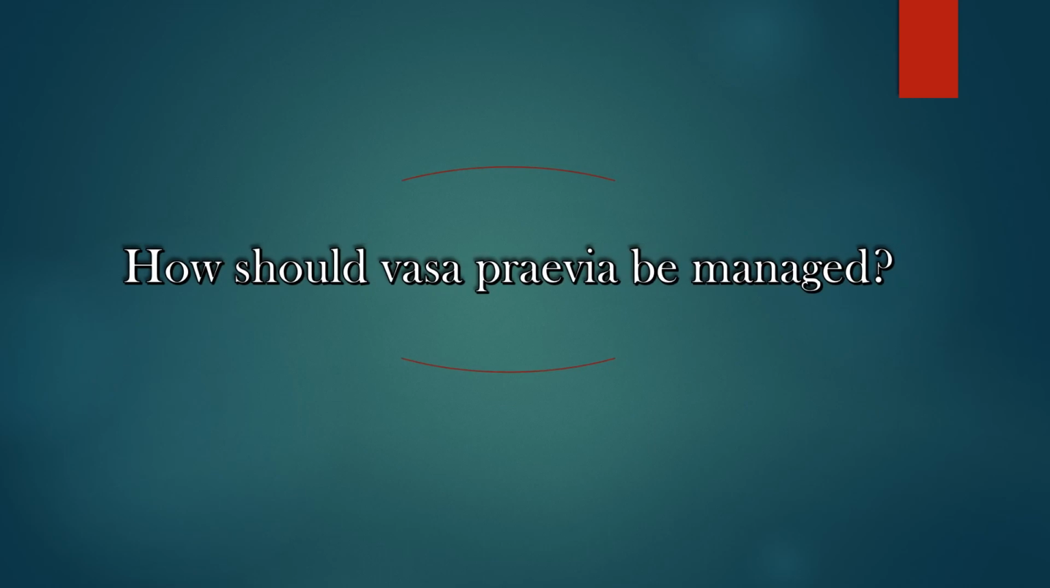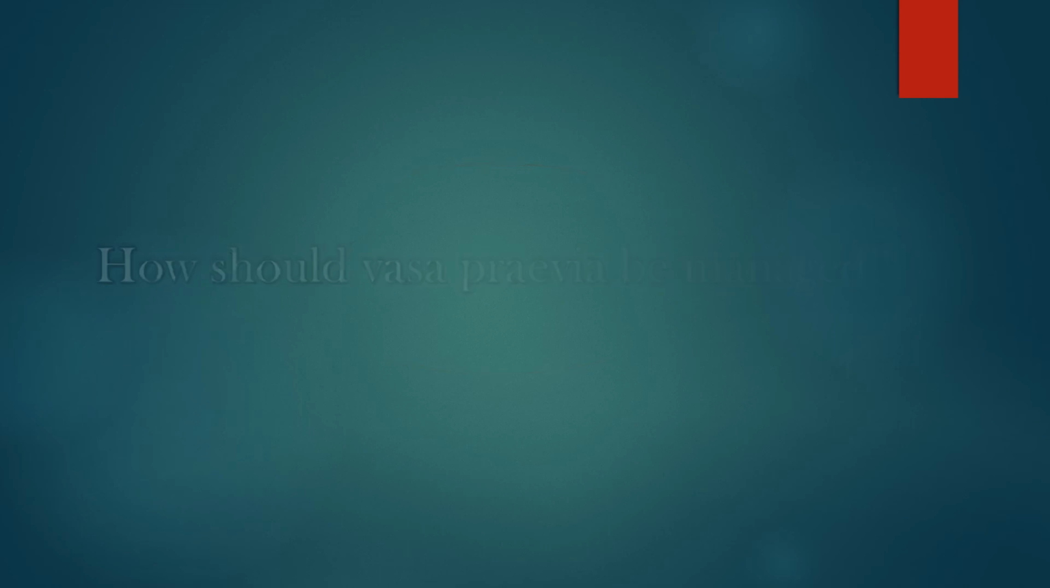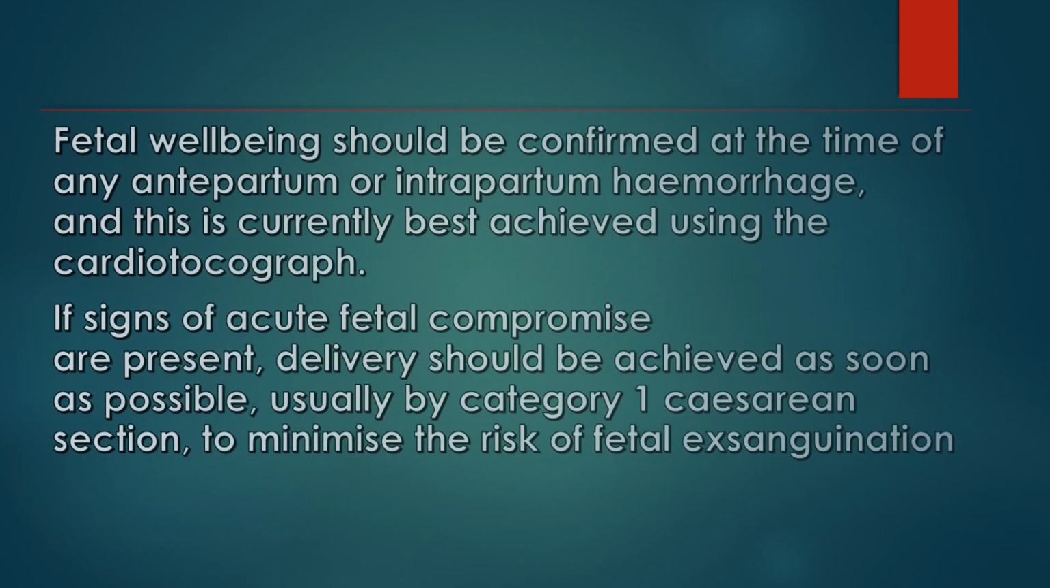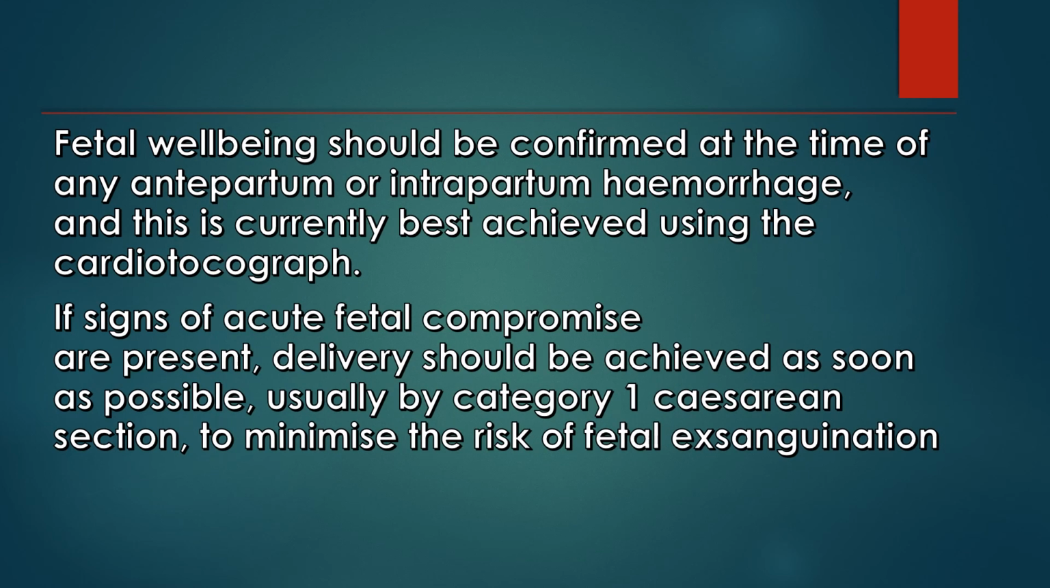How should Vasa Previa be managed? In the presence of bleeding Vasa Previa, delivery should be achieved by Category 1 emergency cesarean section. Fetal well-being should be confirmed at the time of any antepartum or intrapartum hemorrhage, and this is currently best achieved using the cardiotocograph. If signs of acute fetal compromise are present, delivery should be achieved as soon as possible, usually by Category 1 cesarean section, to minimize the risk of fetal exsanguination.